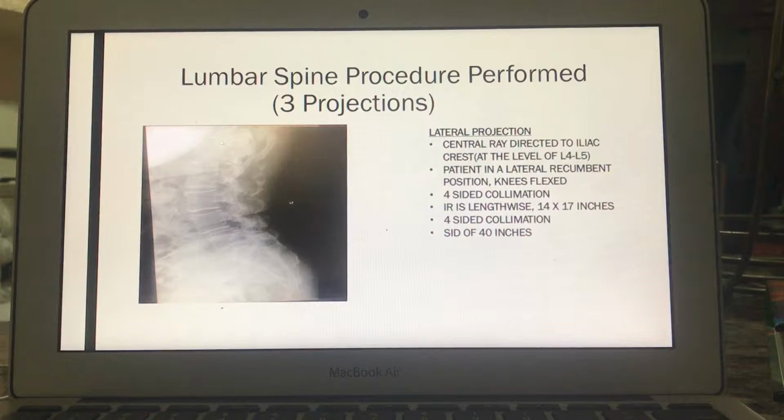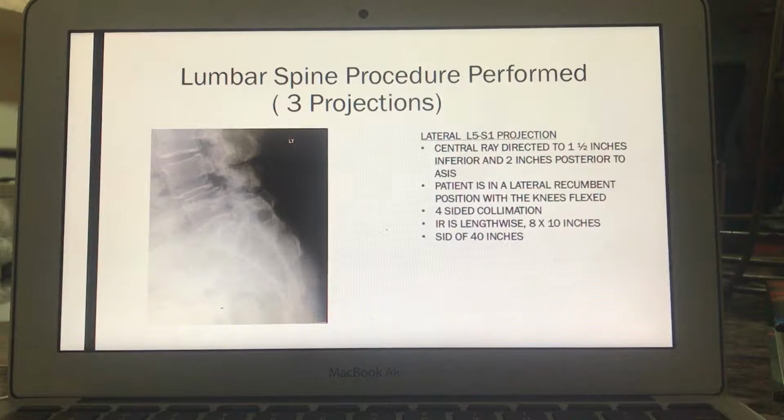Now, for the lateral projection, the patient was still on the table. However, we told him to roll on his left side, and he was now in a lateral recumbent position. However, the central ray was still directed at the iliac crest. The knees were still flexed. I also tried to still get a four-sided collimation. The IR was still lengthwise and the same size, 14 by 17 inches, and the SID was still 40 inches.